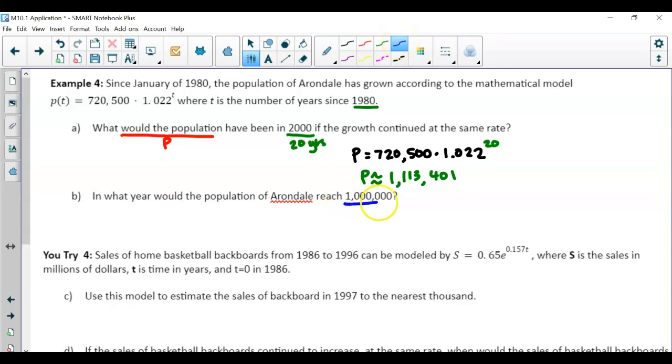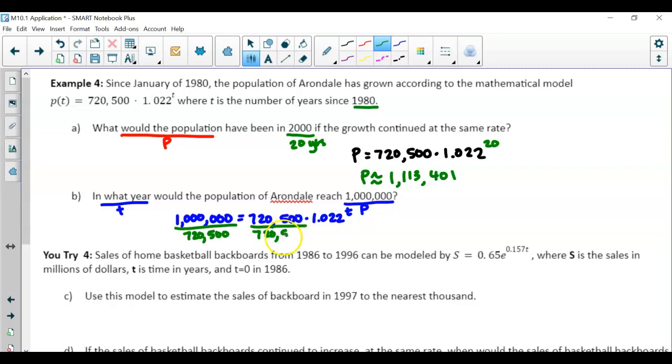So now the 1 million represents the population, that final amount. We want to know how long it takes. So now P, which is 1 million, is equal to 720,500 times 1.022 to the T power, because that is what we are looking for. Then again, notice how we have our base raised to the exponent that's being multiplied. So we're going to first divide, opposite operation, do the inverse.